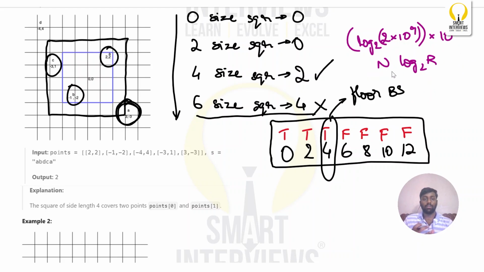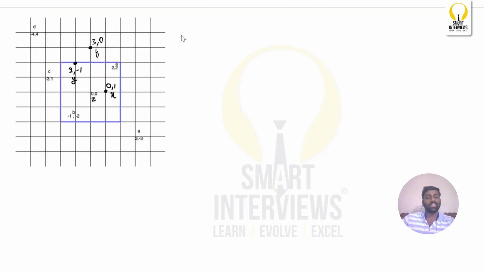Now, can I somehow optimize the linear logic itself? I obviously found that the binary search logic is going to work fine. Can I somehow optimize the linear search logic itself? So, what about the linear search logic? Let's go ahead with the linear approach itself and try to think how to optimize that.